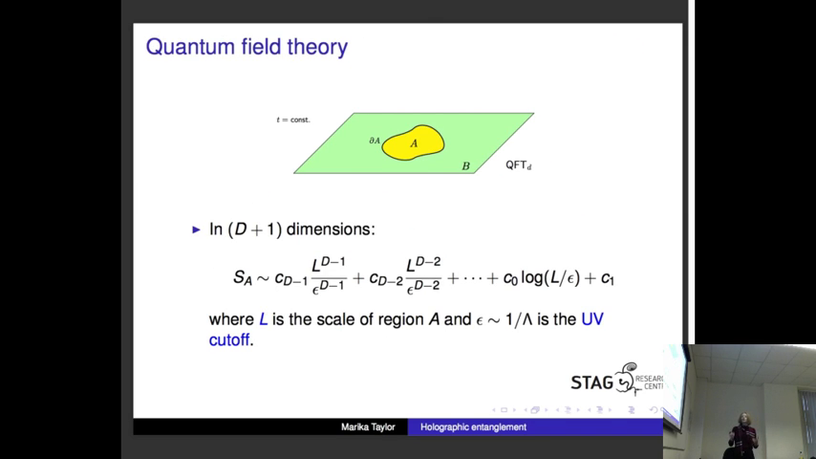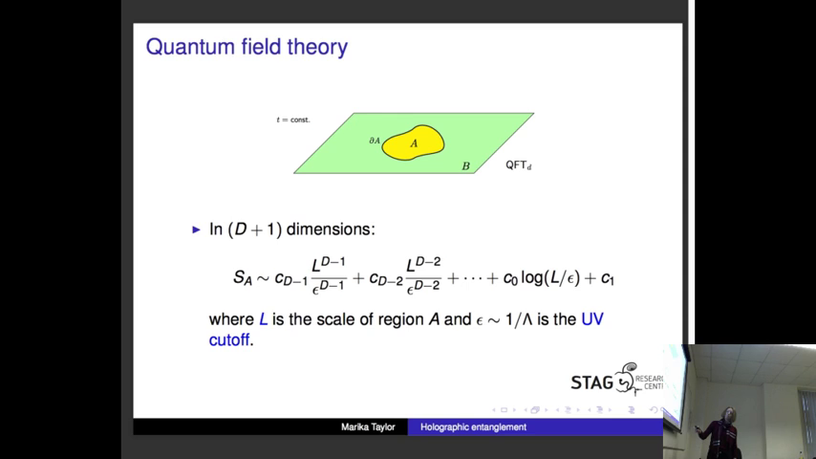Now, let's move to a quantum field theorist's perspective. So now I'm not specifically insisting that I'm in a conformal theory. I'm thinking again of a quantum field theory, shown here as two spatial dimensions. I take some region A and some region B. I'm tracing out the degrees of freedom in region B and computing the entanglement entropy associated with the density matrix of that region A.